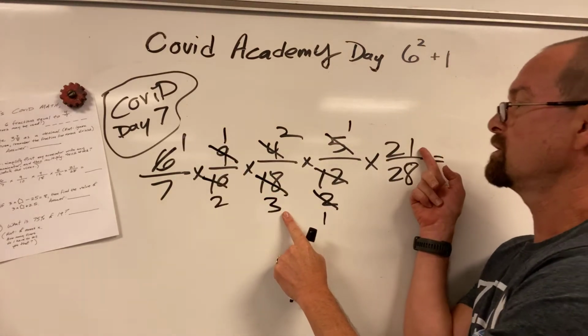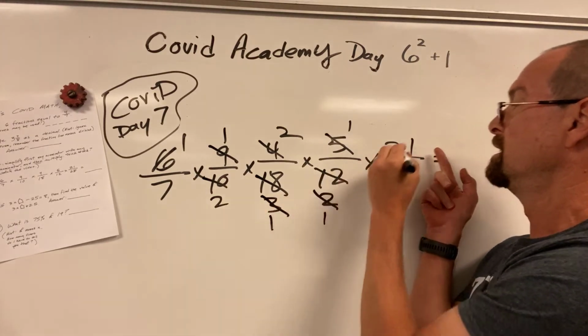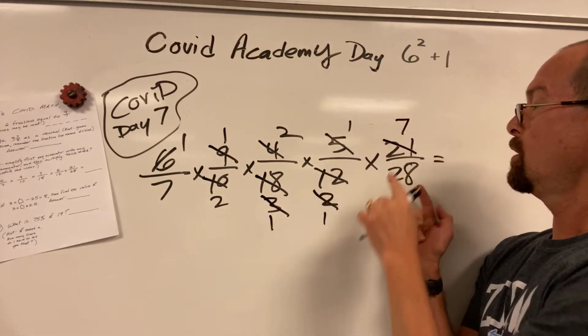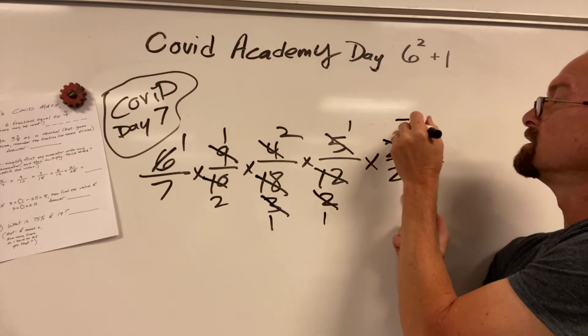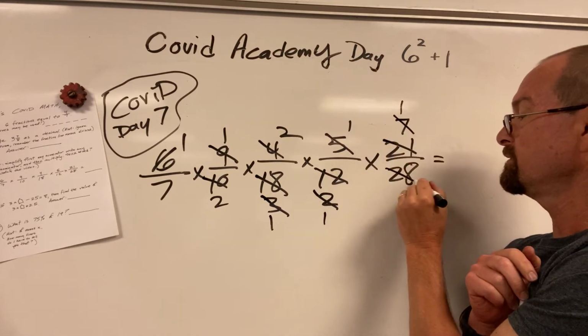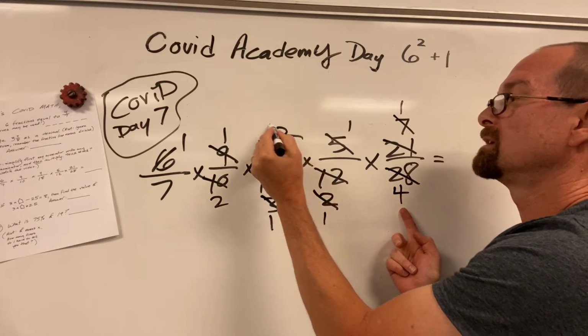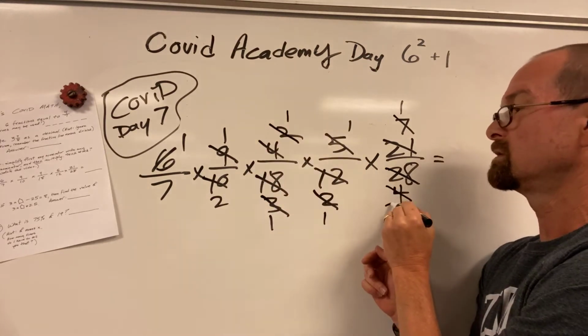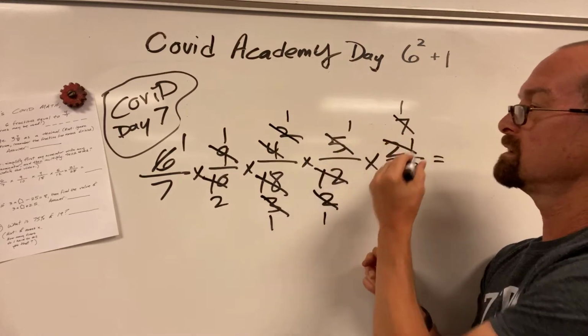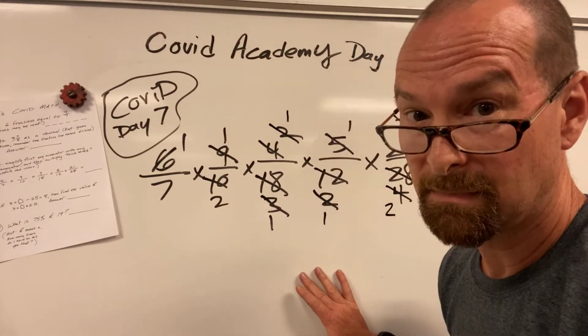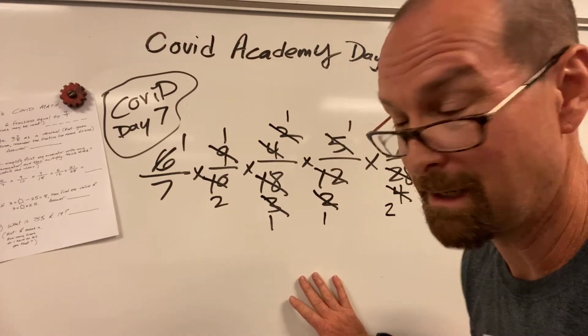Oh my gosh, 3 and 21. I can divide by 3. 3 divided by 3 is 1. 21 by 3 is 7. Oh my gosh, wait, 7 and 28. 7 divided by 7 is 1. 28 divided by 7 is 4. Oh my god, look! Divided by 2. 2 divided by 2 is 1. 4 divided by 2 is 2. All I have left are 1s up there. Guess what? There's nothing more you can do about it.